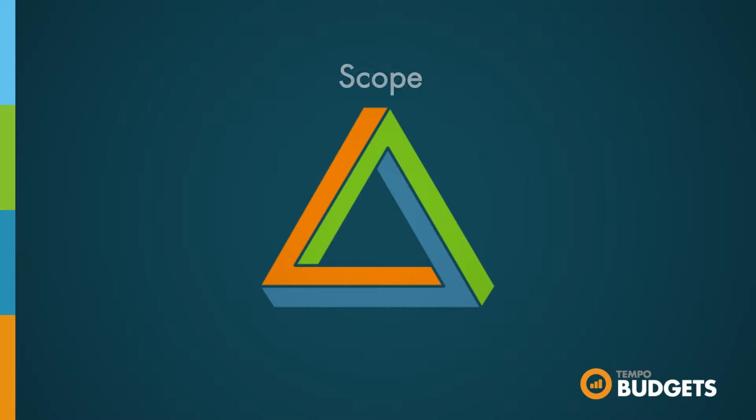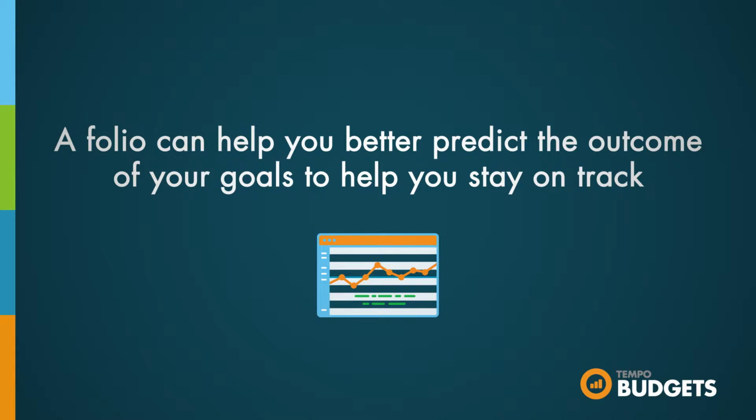Folios are made up of a scope, costs, and a schedule. A scope is defined by any set of JIRA issues, but we'll talk more about the scope options later. A folio can help you better predict the outcome of your goals to help you stay on track.